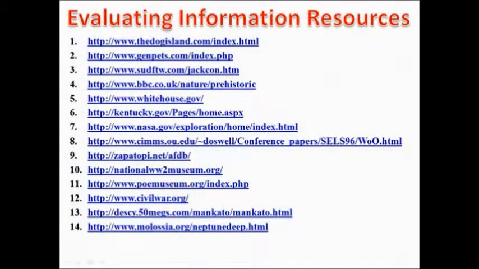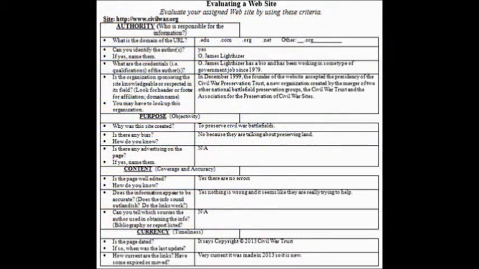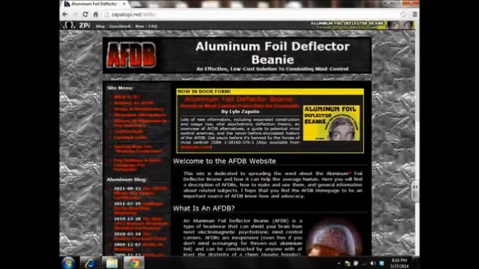Students worked with a partner to evaluate one of the websites listed here. On this page, there are 7 good sources and 7 bad sources. Students evaluated their website using the set criteria in this chart. Next are 2 students working together to evaluate this website. Final analysis.